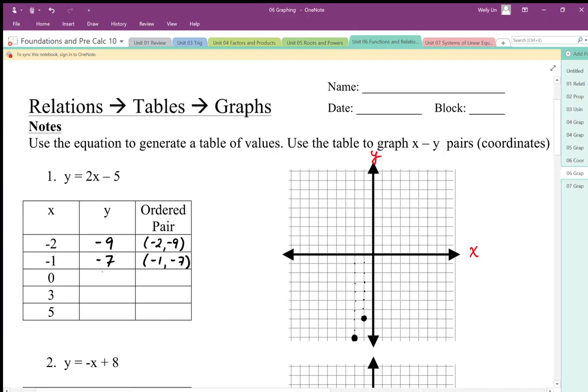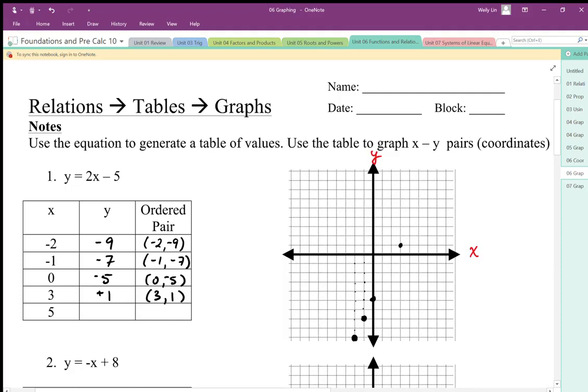Okay, so 0, I plug in 0 for X, I get 5 for Y. Oops, so that's going to be -5. And I knew I made a mistake there, because positive 5 would have been up here, which wouldn't have fit my straight line pattern. So 3 × 2 - 5 is going to be +1. So I'm at 3 and 1. So I go 3 to the right, 1 up. And again, I can see that they all seem to line up in a straight line. So it looks like my coordinate's correct.